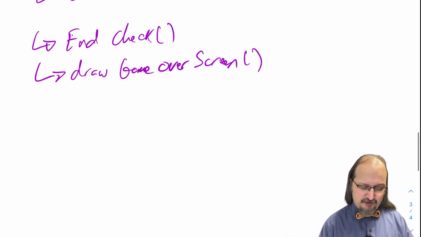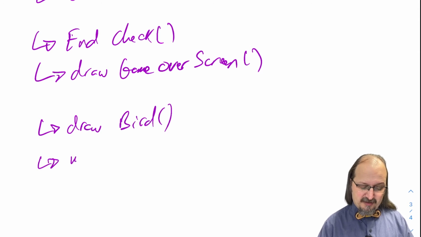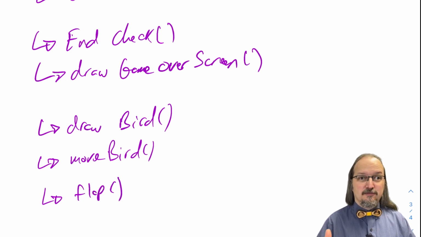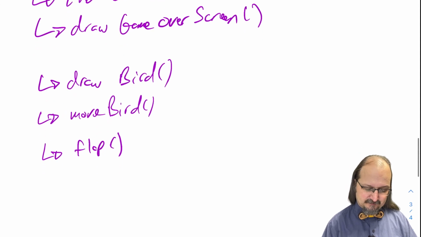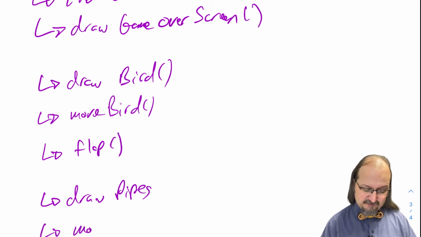But then we also need to draw the bird. We need to move the bird, so I'm going to just say flap. That's to cause the bird to start to move upwards. We need to draw our pipes. We need to move pipes.